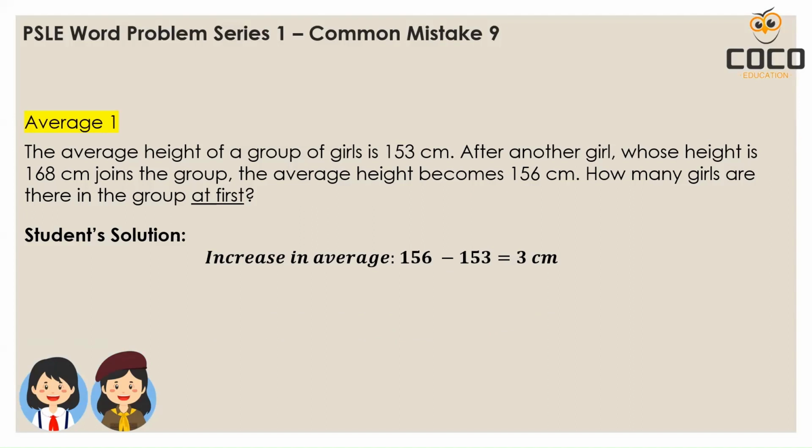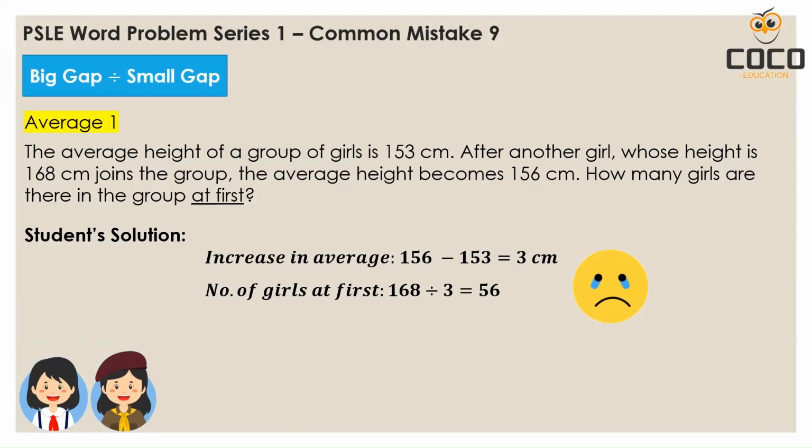The student first found the difference in the two averages, 156 minus 153 equals 3 centimeters. And next, he used 168 divided by 3 to get 56 girls. His method is wrong, as not all 168 centimeters of the new girl's height contribute to the increase of the average, but only the extra amount. Let's see how to approach the question with big gap divided by small gap.